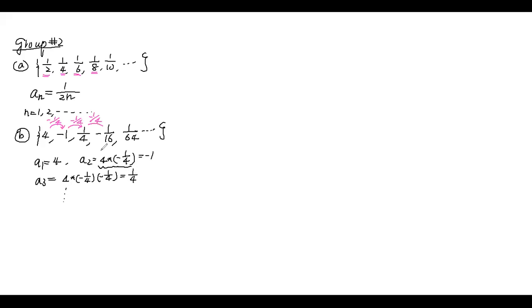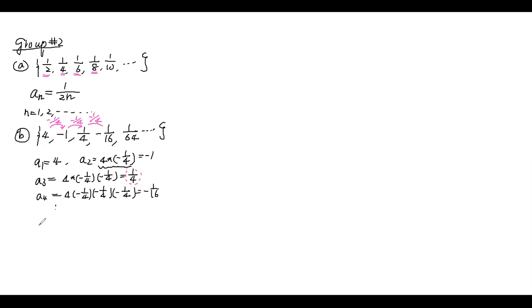Okay, so if you say, I still don't see the pattern, let's do one more here, right? So A4, what is A4? A4 is this number times negative 1/4, which gives you negative 1/16, right? So really it's A3, negative 1/4 times negative 1/4, then you times another negative 1/4. That's why we give you negative 1 over 16.